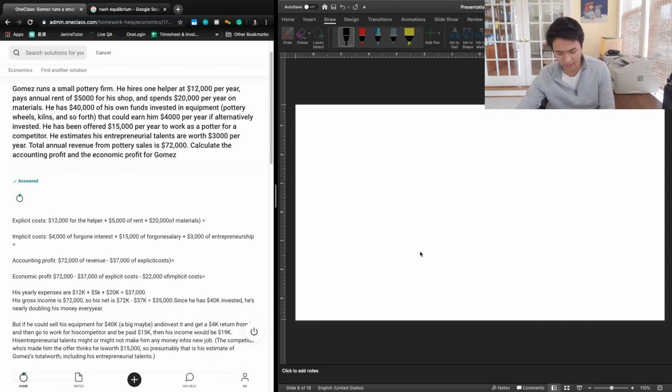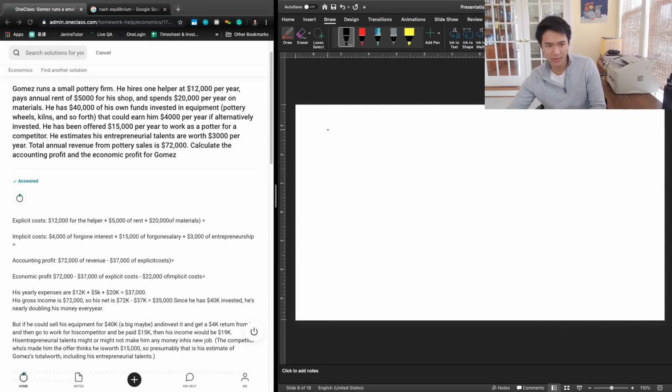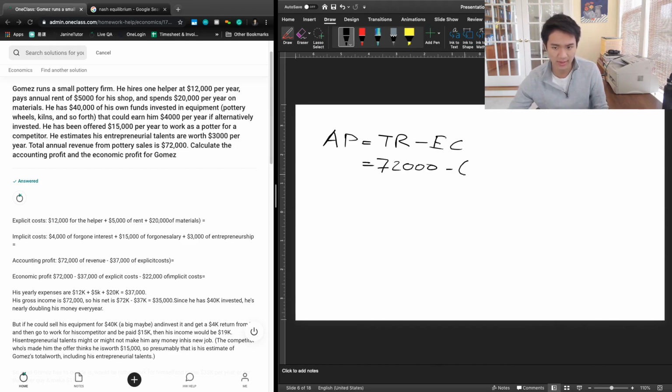And so let's take a look at this question here. What we can really see happening is that we're dealing with accounting profit first and then economic profit second. So like we said before, accounting profit refers to total revenue minus explicit costs. For total revenue here, we have total annual revenue from pottery sales is $72,000. So you have $72,000 minus, and then we have explicit costs.